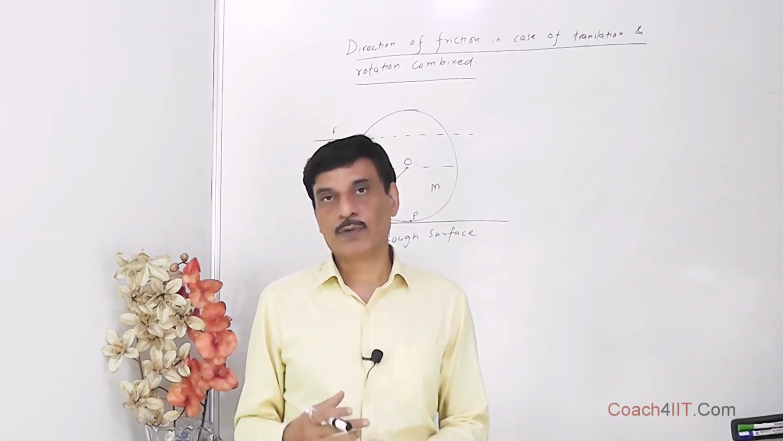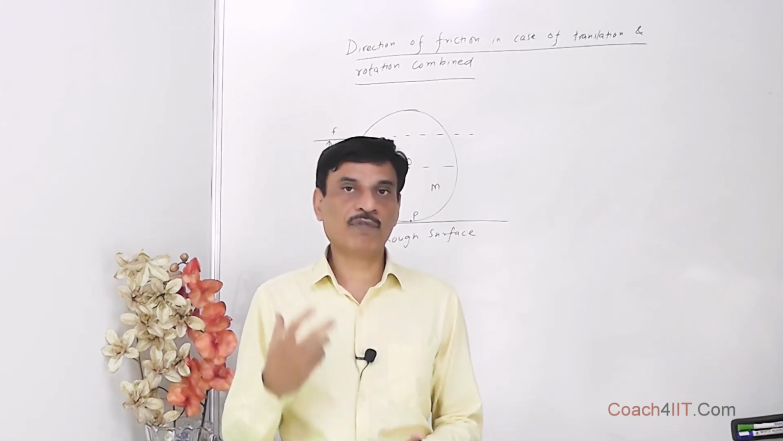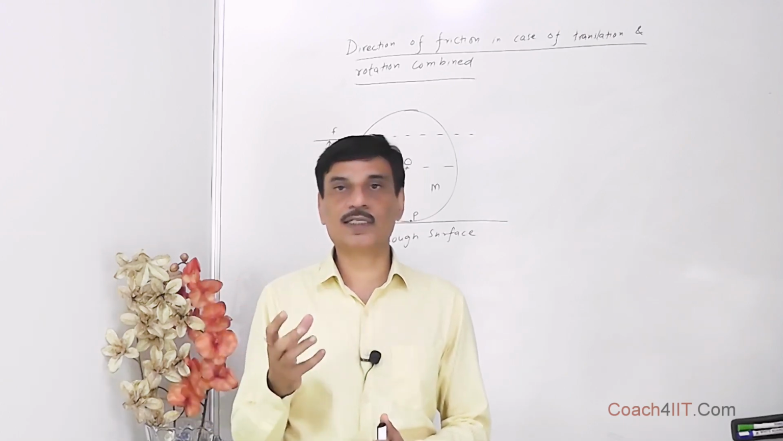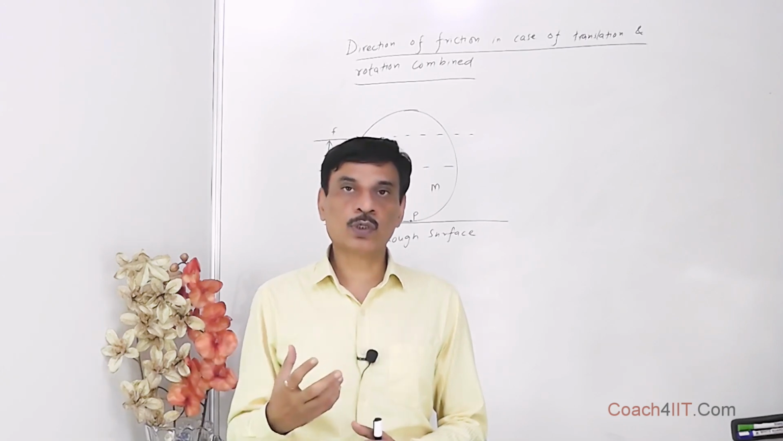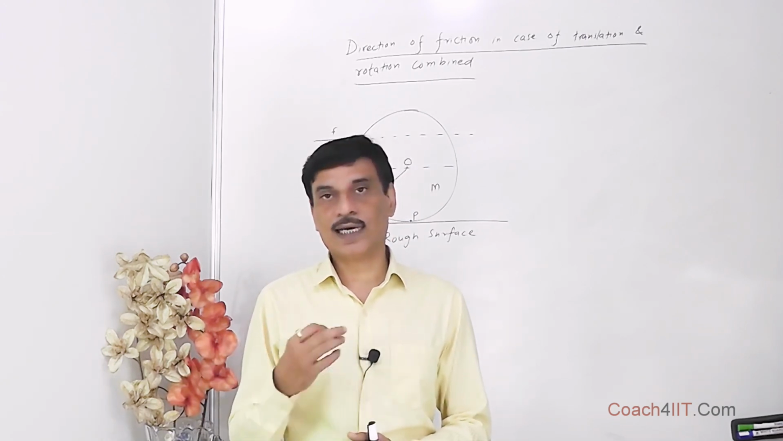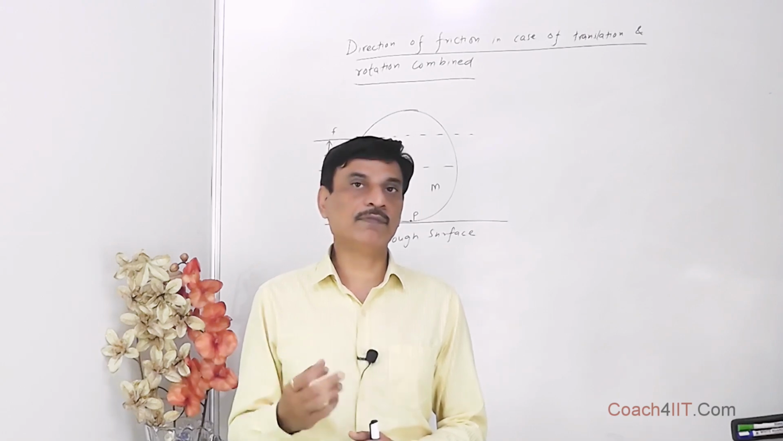But over here, when the body is rolling, there are two effects. One is because of sliding, because of translation. The other is because of rotation. We don't know which effect predominates. So depending upon that, the direction of frictional force can be found out.